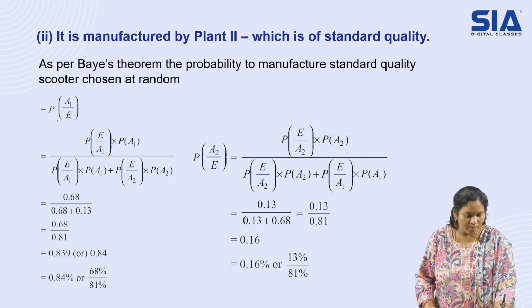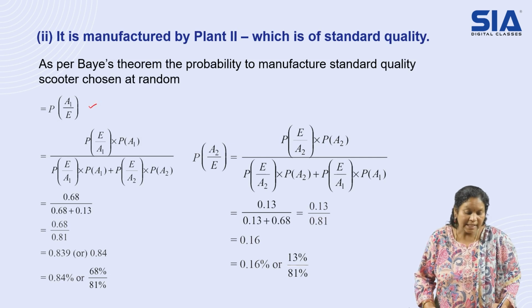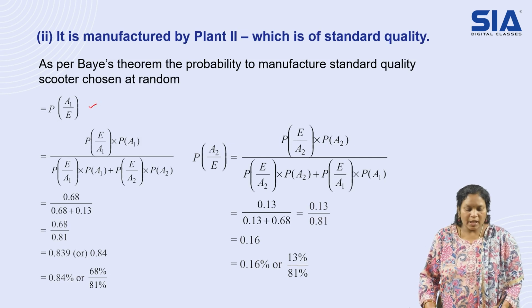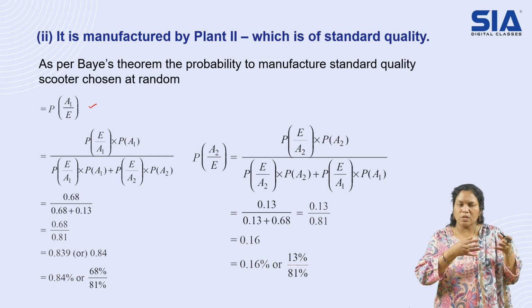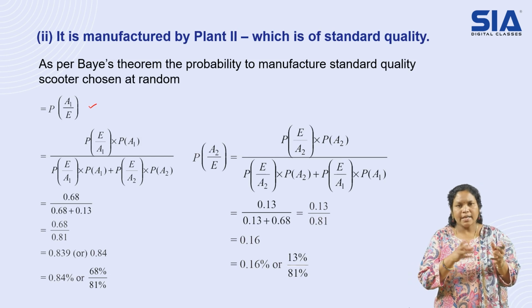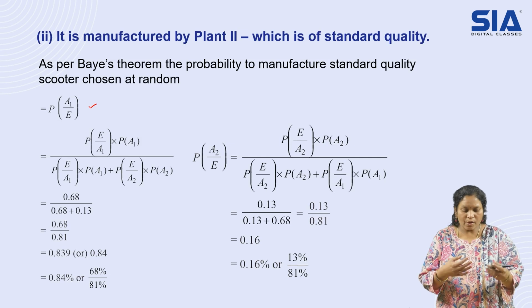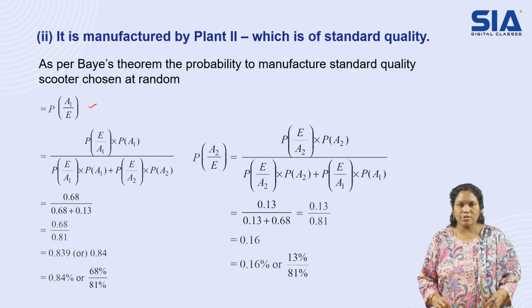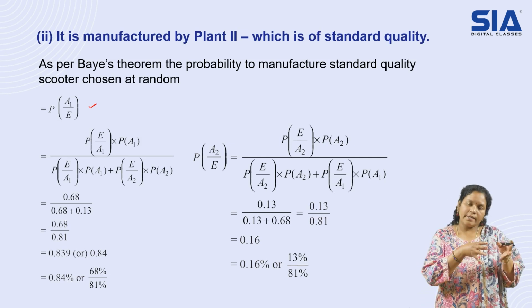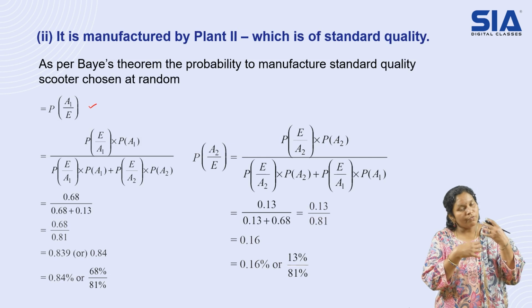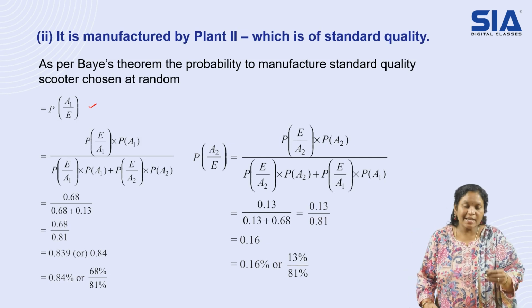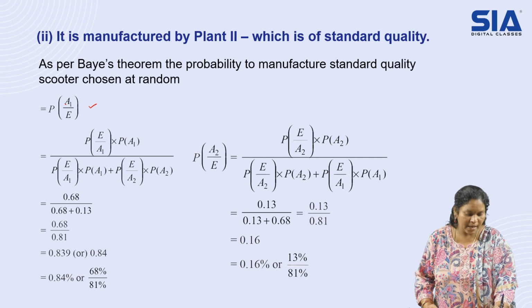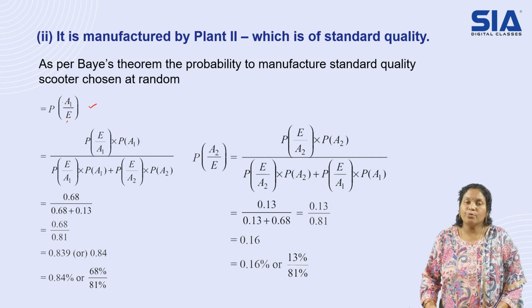So now I am considering the probability of A1 by E. Now reverse it, because now I have to focus on the plant: which plant is giving better quality. Before, with the information I have, I did the substitutions for the quality levels of the plants. Now focusing on which plant gives better quality, it is reversed here. A1 by E I am considering. So how to do that?